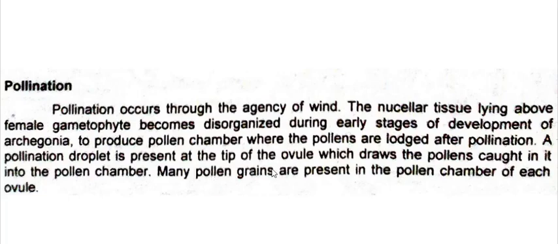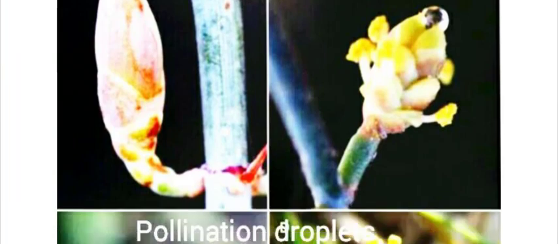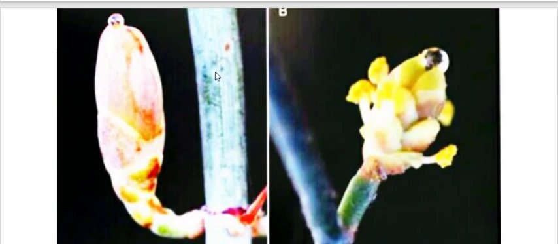Many pollen grains are present in the pollen chamber of each ovule, and only one succeeds in fertilizing. This is the diagram to show the pollination droplets in the ovules of Ephedra, which are present at the tips of the ovules. This is a pollination droplet. This is also the pollination water droplet present at the tip of the ovule. Here the micropylar tubes are also present.